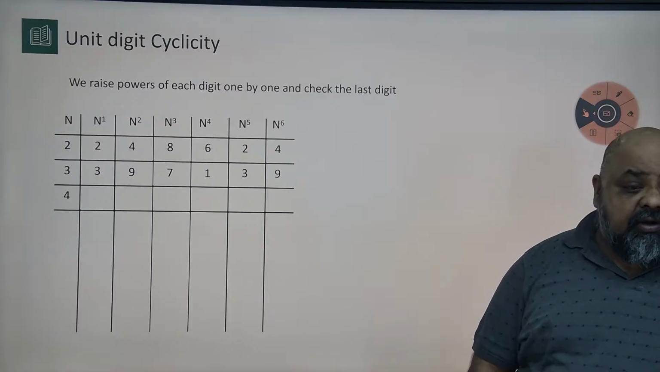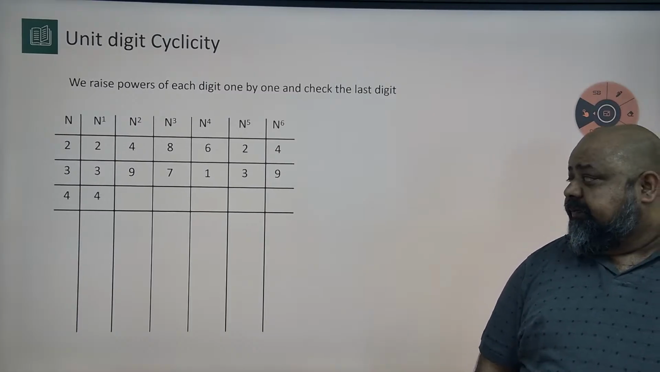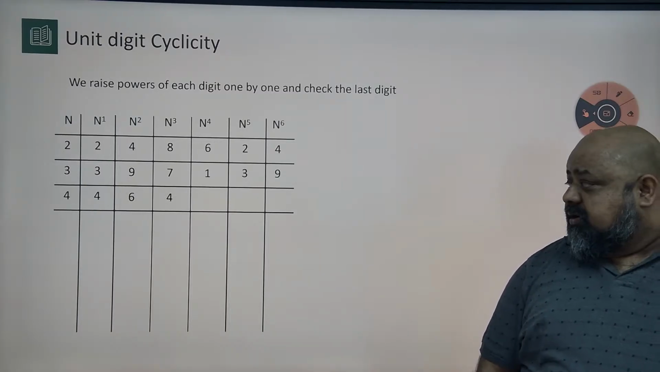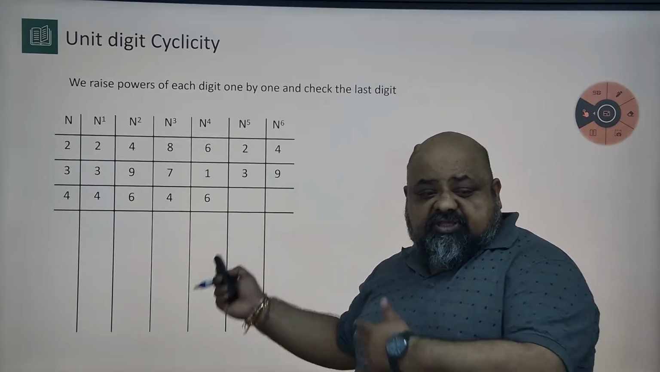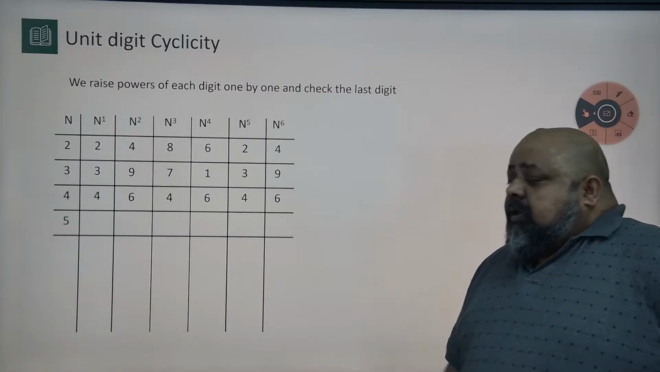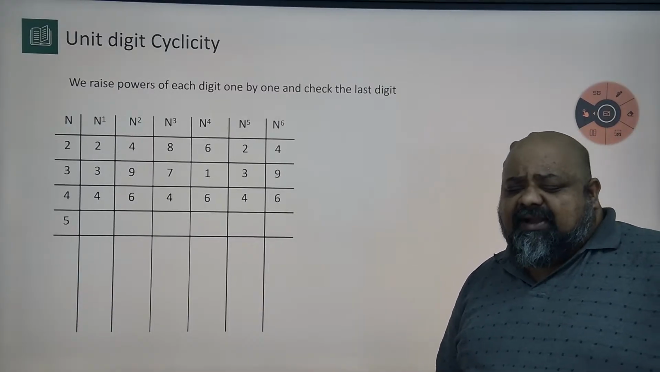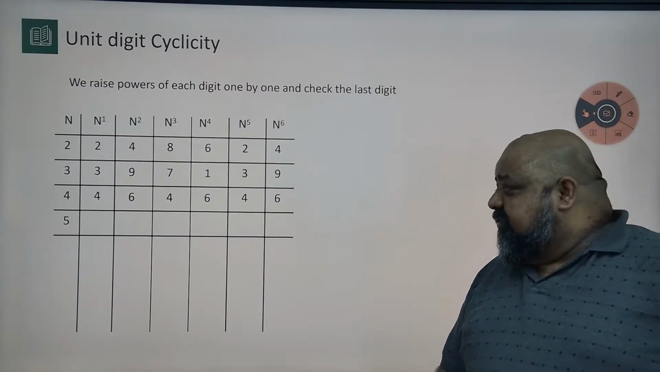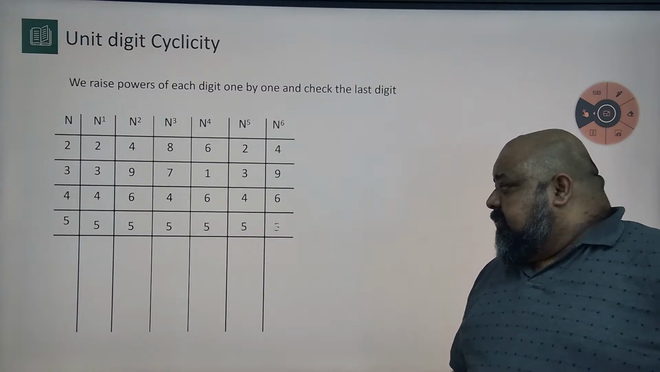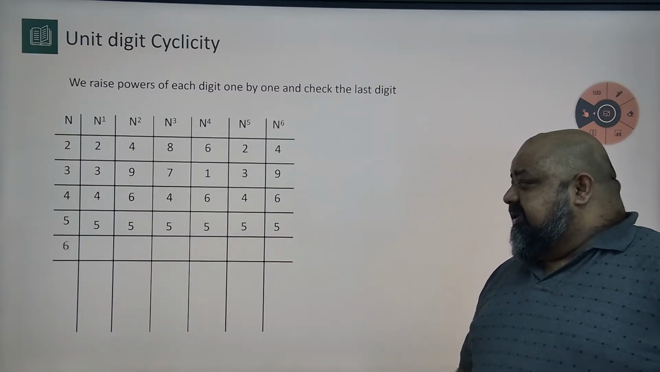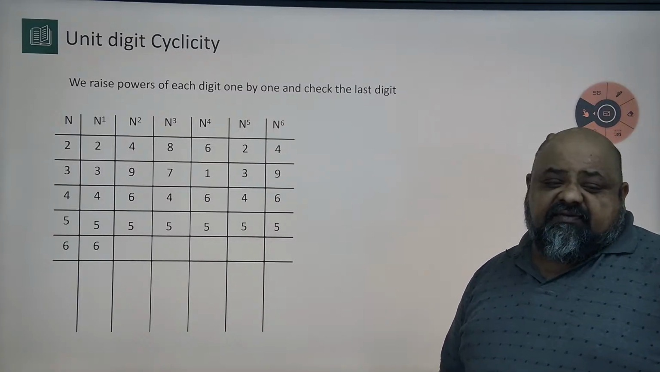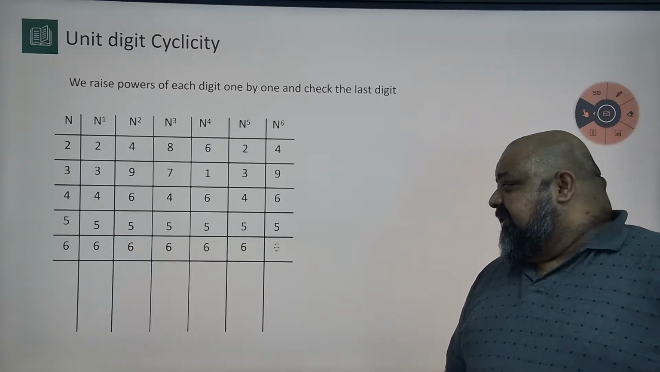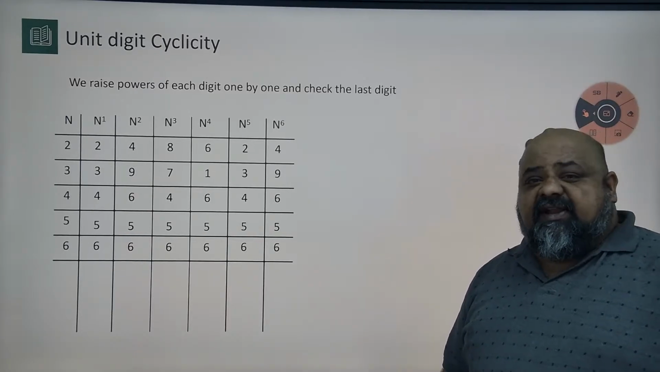We do the same exercise for 4. 4 raised to power 1 is 4. 4 square is 16. 6 into 4 is 24, so again 4. 4 into 4 is 16, so again 6. As you can see, 4, 6, 4, 6. So this pattern will repeat further. For 5, the good or the bad thing is 5 into 5 is 25. So if you keep multiplying 5 to itself, we will keep getting 5 only. What about 6? Again, 6 is similar to 5 in that sense. 6 sixes are 36. If I keep multiplying 6 by itself, I will keep getting a 6. Any power of 6 will end in 6.